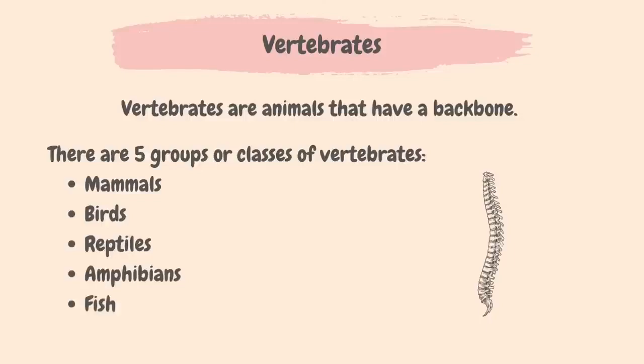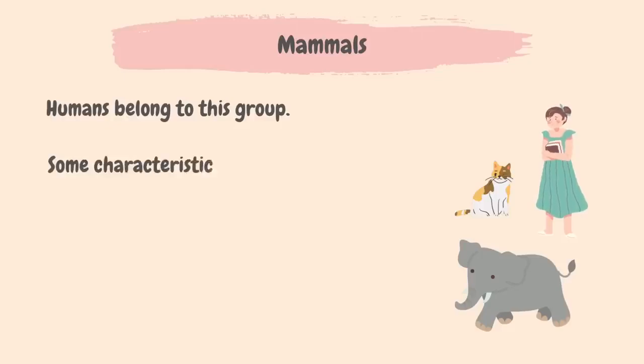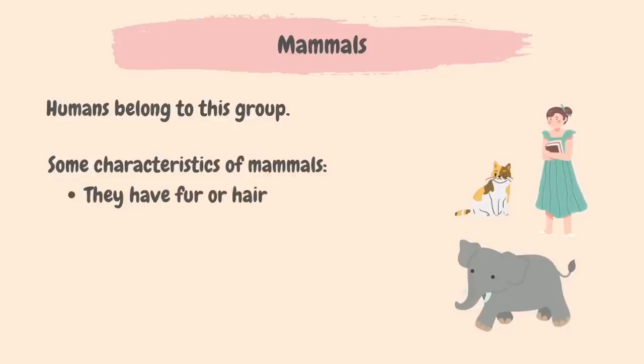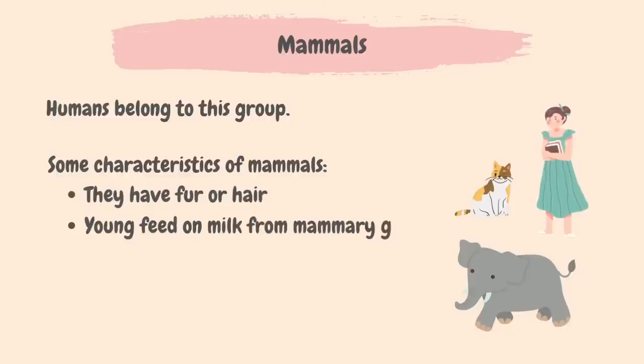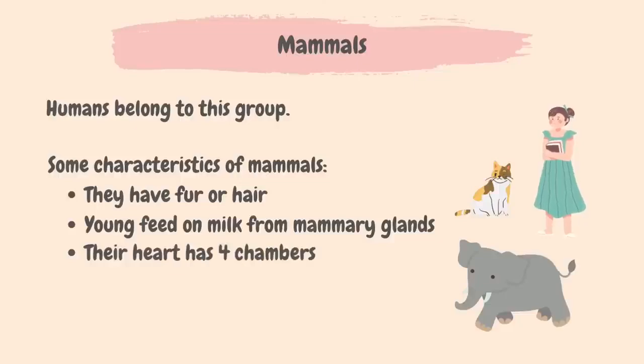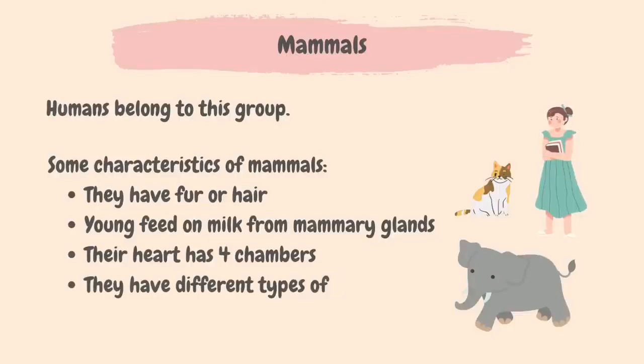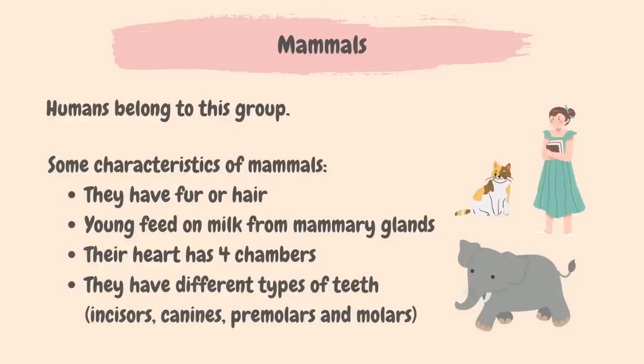The first group, mammals, may be very familiar since we humans also belong to this group. Some characteristics of mammals are they have fur or hair, young feed on milk from mammary glands, their heart has 4 chambers, and they have different types of teeth, which are incisors, canines, premolars, and molars. Cats and elephants are examples of mammals.